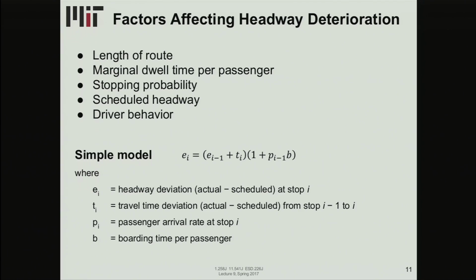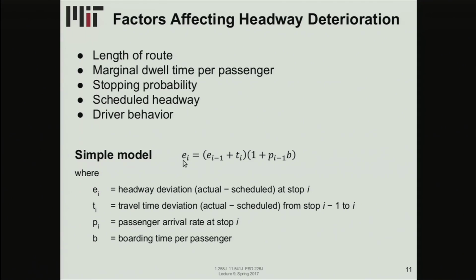So we have the headway deviation at some stop. Here we're thinking about a scheduled headway and the actual headway you see. So if service is running exactly on time, EI is 0. If that bus is delayed, then EI is positive. And if it's running early, EI is negative.